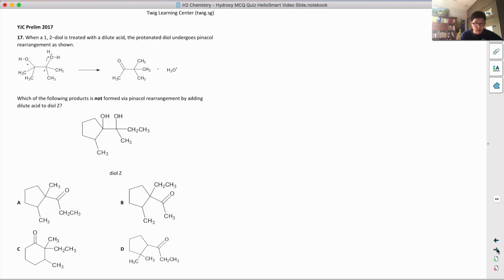This one's a bit tricky, I believe. But you probably have to see a bit of a pattern over here. So how does it work? 1,2-diol treated with dilute acid, the protonated diol undergoes pinacol rearrangement as shown. Which of the following products is not formed by this rearrangement?